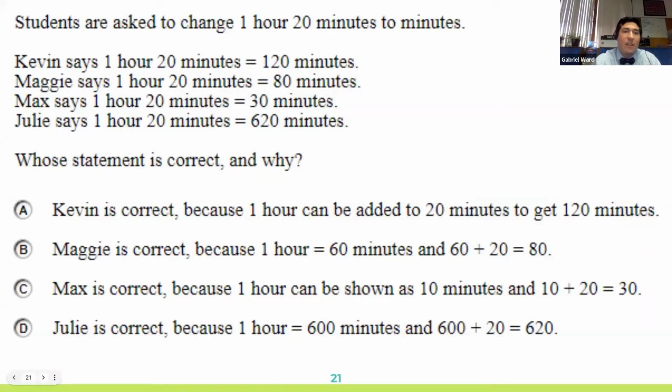So here we have a problem. Students are asked to change 1 hour and 20 minutes to minutes. And then we have some statements from some fictitious students. So it says, Kevin says an hour and 20 minutes equals 120 minutes. Maggie says an hour and 20 minutes equals 80 minutes. Max says an hour and 20 minutes equals 30 minutes. And Julie says 1 hour and 20 minutes equals 620 minutes. Whose statement is correct and why? And I'll give you a moment. You can read those other things as to why.